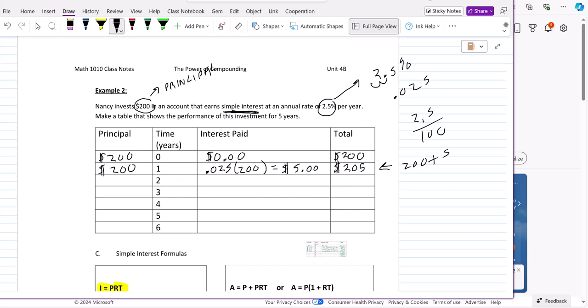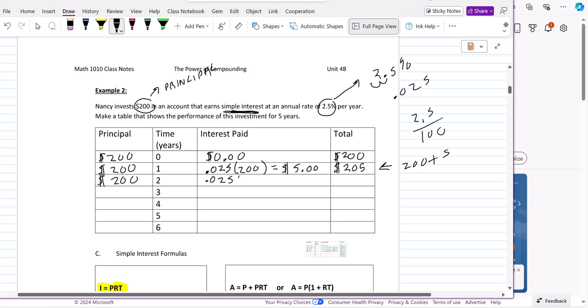So now, when we go to the next year, we still have a principal of 200. That principal is not changing. It will change when we look at compound interest, though. So what we do here is the same thing again: 0.025 times 200. We get $5. So now you've got 205 plus 5, so you've got $210.